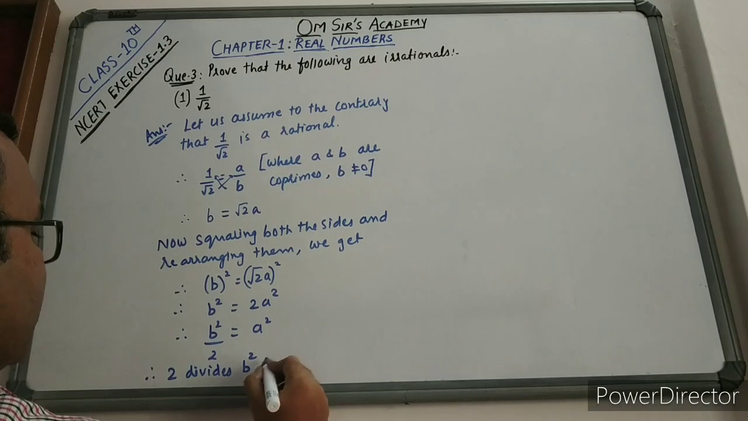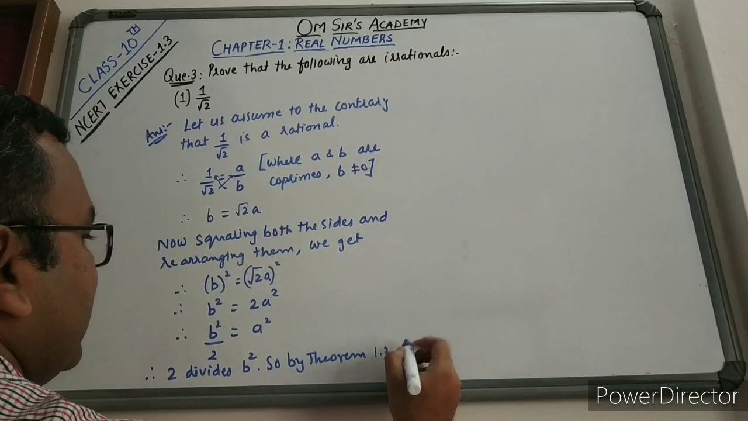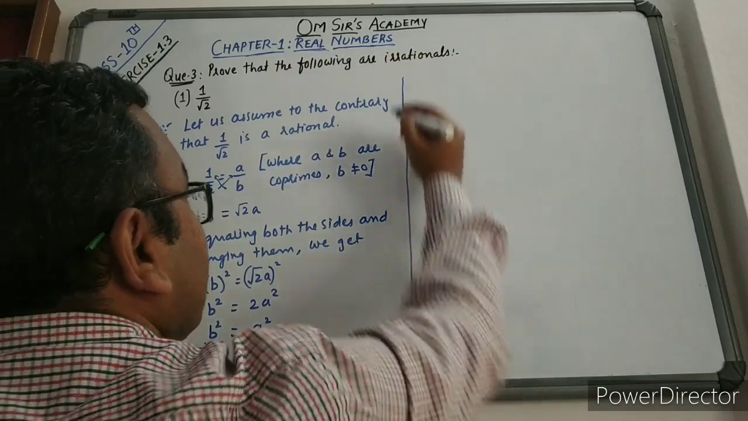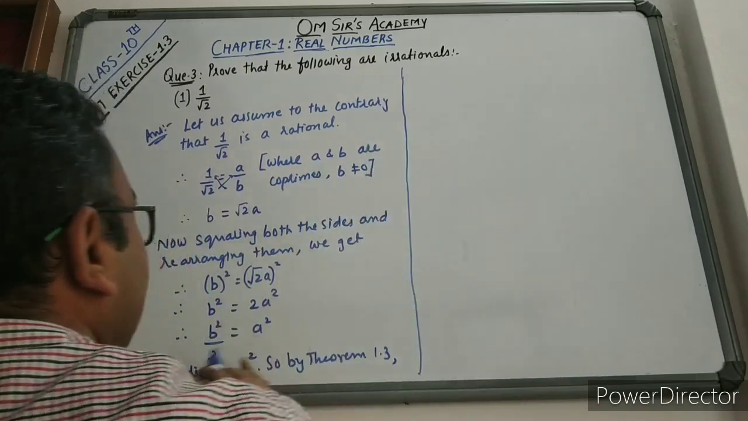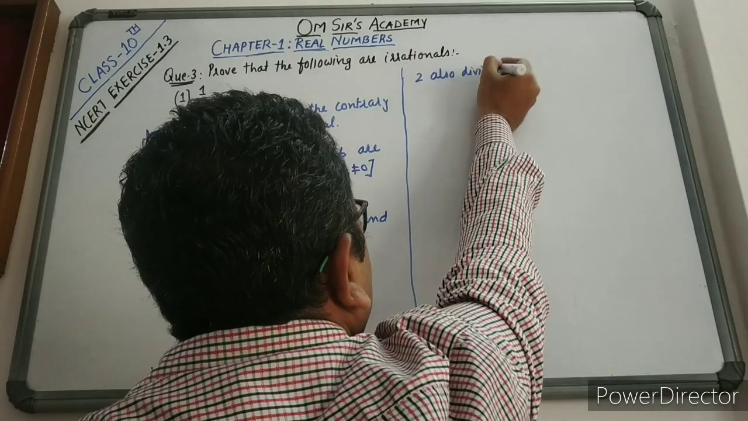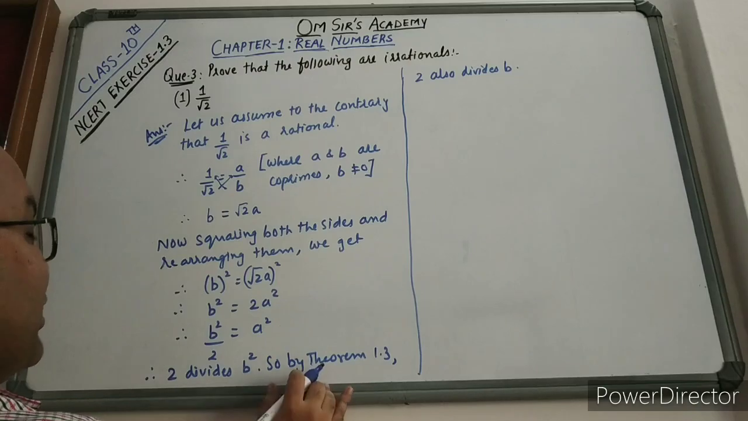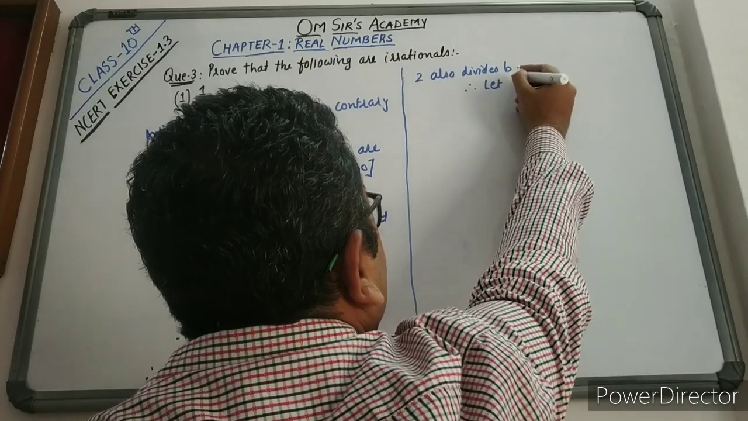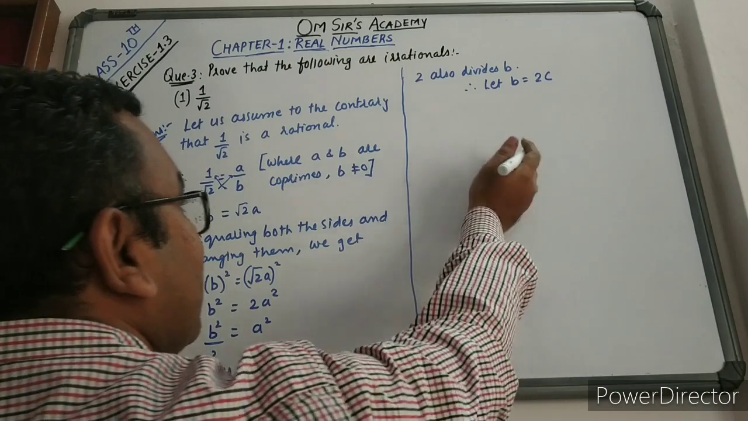So by theorem 1.3, I can write, it is continued over here, that since 2 divides b square, 2 also divides b. Okay, so 2 also divides b. Now here, as 2 divides b, what we will say is that let b equal 2c. Okay, so b equals 2c.